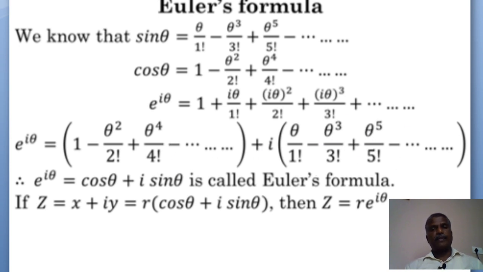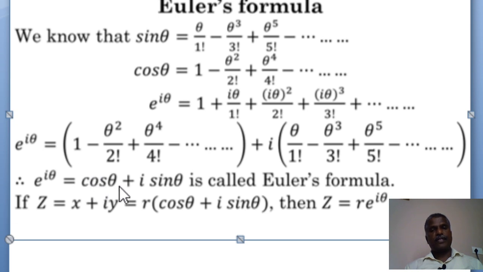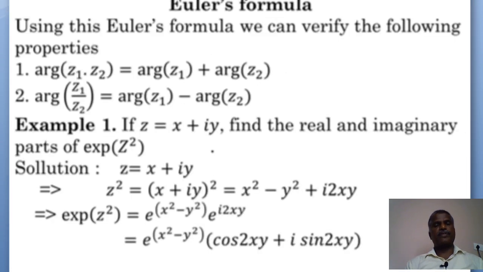So we write e power i theta is equal to cos theta plus i sin theta, which is called Euler's formula. We can write this in complex number form, that is z is equal to x plus i y is equal to r into cos theta plus i sin theta. So this cos theta plus i sin theta is e to the power i theta. We can write the complex number using Euler's formula, that is z is equal to r into e to the power i theta. Next, by using this formula we can see some properties and also solve some problems.